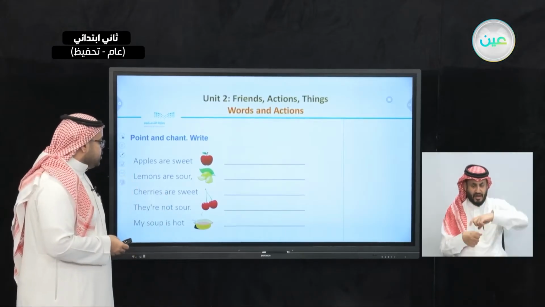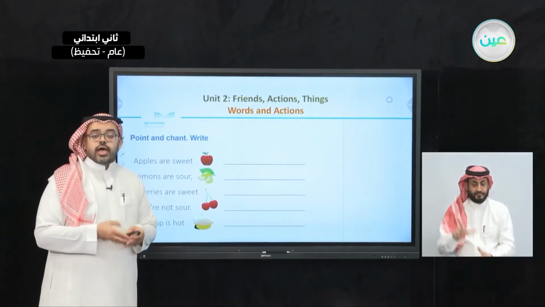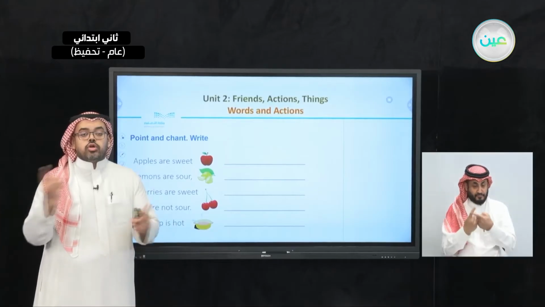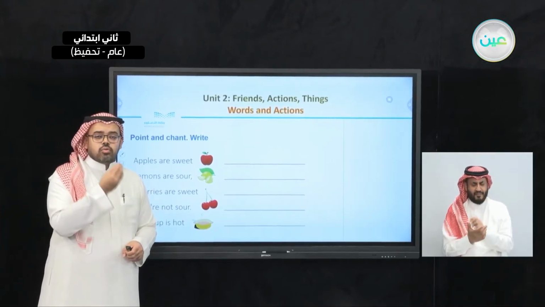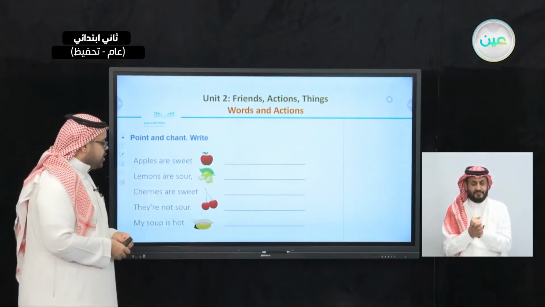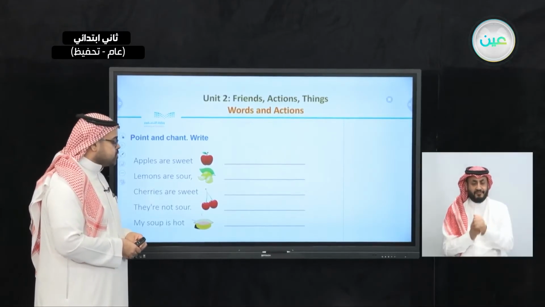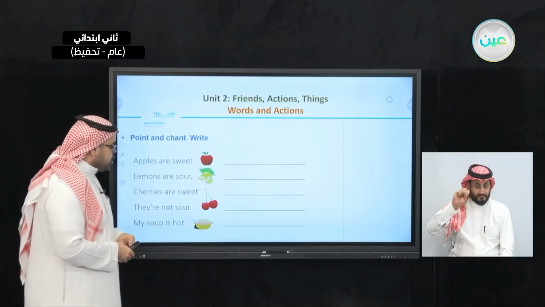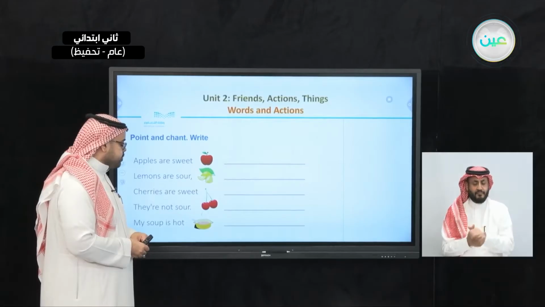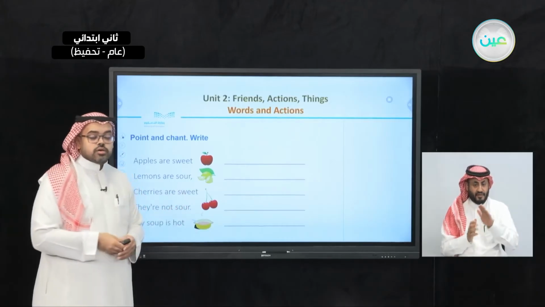Next one, lemons are sour. Lemons are sour. And here we have sweet. The opposite is sour. When you taste a lemon, it's not sweet. It is sour. And then, cherries are sweet. Cherries are sweet, like the apple. They are not sour. And finally, my soup is hot. My soup is hot. So, this is the first part of the chant.